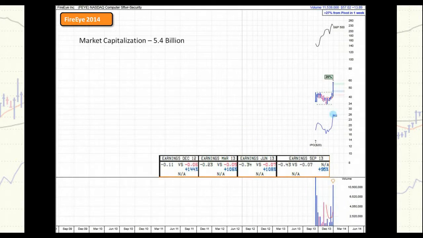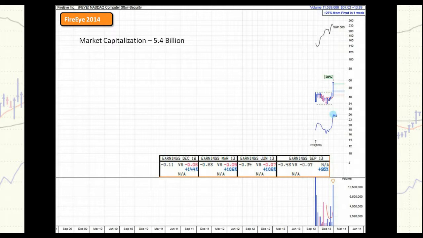And then the last example we're going to take a look at is more of a recent one, which is FireEye, which actually broke out this year. So it came out of that cup base, kind of a strange looking cup with the left side, which is probably why the pattern recognition isn't calling it a cup, but it is a cup regardless. Market cap at this point is $5.4 billion.